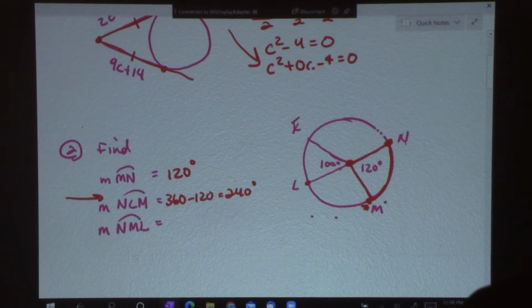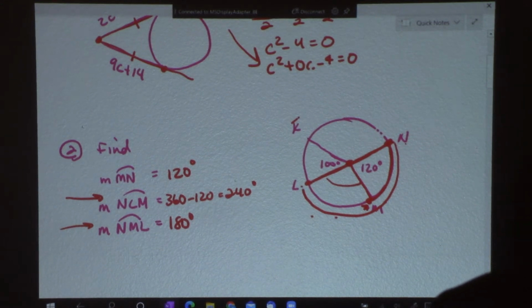I'm looking at N, M, L. Do you see these two have the same letters, but they're in a different order, and so that really matters how you read what arc we need. So I'm going to go N, M, L. So that's right here. And I can see, even though I don't have this part of it, I can see that LN is a diameter. So it's going to be 180 because LN here encompasses the whole thing. So that's my answer for those.